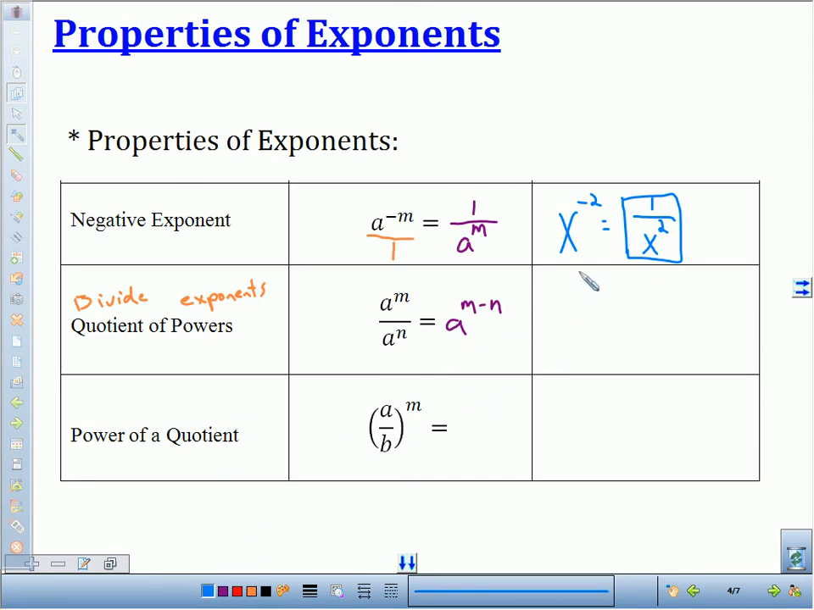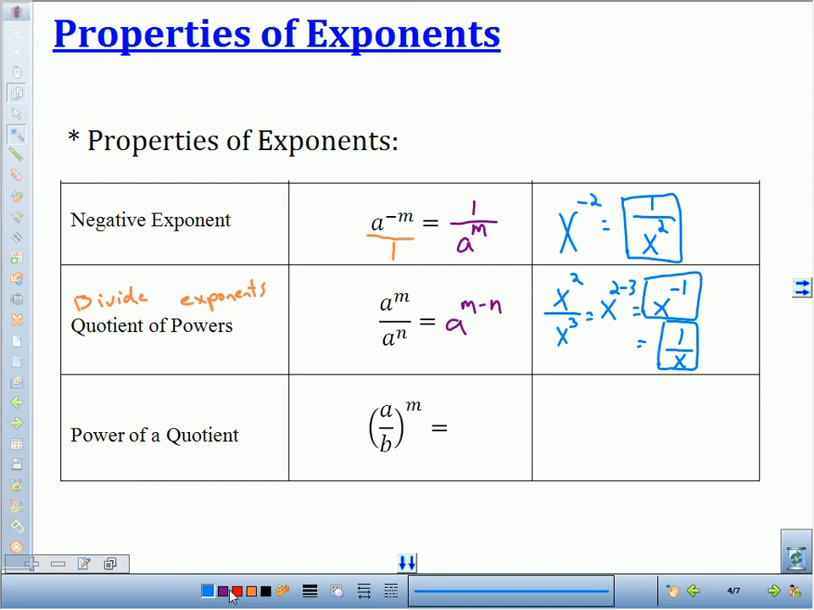An example here, we would have, for instance, x squared over x to the third would be x to the 2 minus 3. 2 minus 3 is negative 1, so it would be x to the negative first. And we could either write our answer as x to the negative first, or, as you may have guessed, 1 over x, because that negative first tells us to take the inverse, the reciprocal.